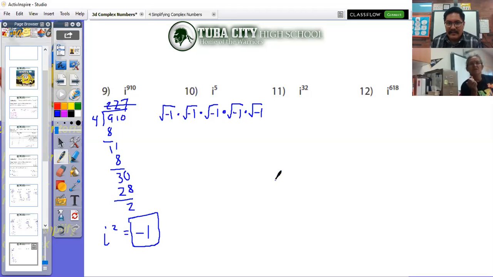So I went ahead and used that time and I expanded I to the 5 all the way out. So what I to the 5 means is root negative 1 times root negative 1 times root negative 1 times root negative 1 times root negative 1. So I have a lot of stuff going on there. Mr. Nez, is it root negative 1? Yeah. Is it I to the 5th, I to the 5 power?